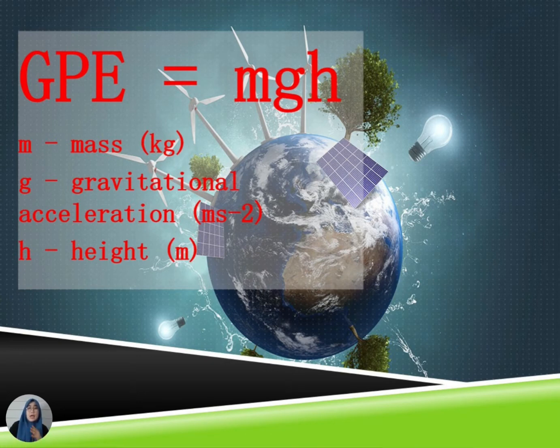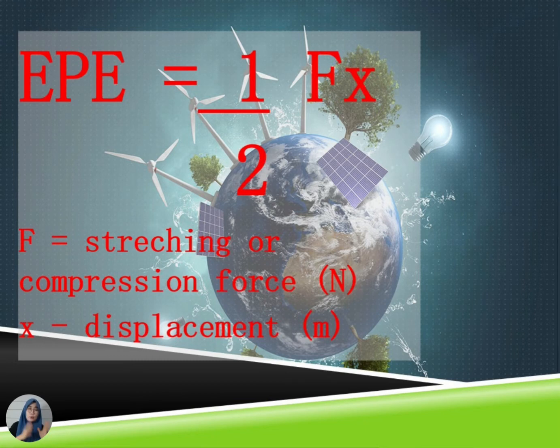And the second one for the potential energy is elastic potential energy, which involves the stretching or compression force. It is equal to 1 over 2 Fx. F is the force, either you stretch or you compress, so the unit is Newton. And x is the displacement from the equilibrium position, so the unit is meter.